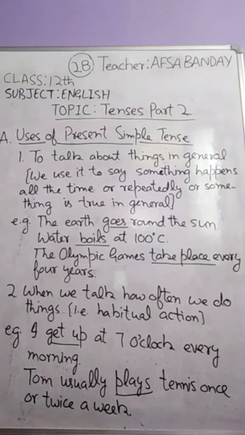So it's a truth. Second, when we talk about how often we do things, that means habitual action, at that time we use present simple. For example, I get up at 7 o'clock every morning. So get up, it's a habitual action. Or Tom usually plays tennis once or twice a week. So how often he plays tennis, or it is his habitual action to play tennis once or twice a week. So there we use present simple.